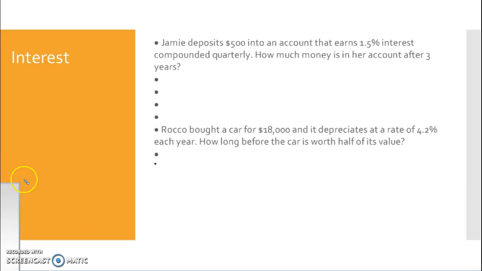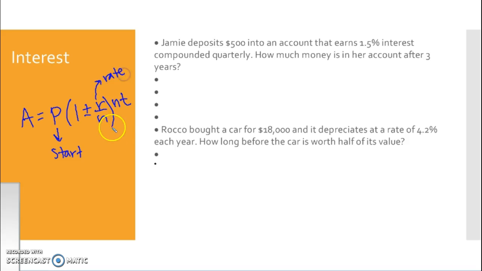Okay, we also looked at interest problems. So our interest formula is A equals P times 1 plus or minus r over n to the nt. So remember, P is your starting amount every time. R is your rate, your interest rate as a decimal. N is the number of times it's compounded each year, and then t is your time.